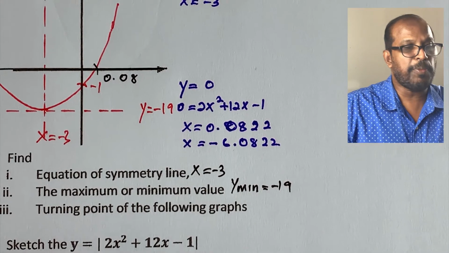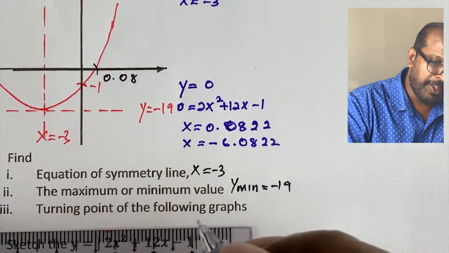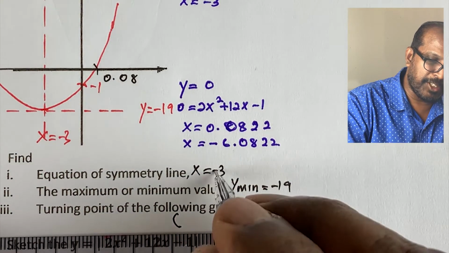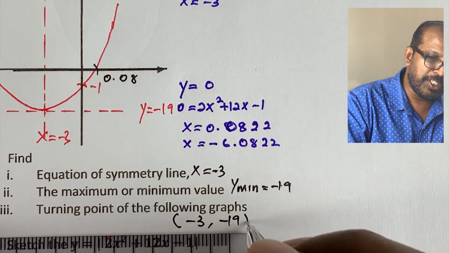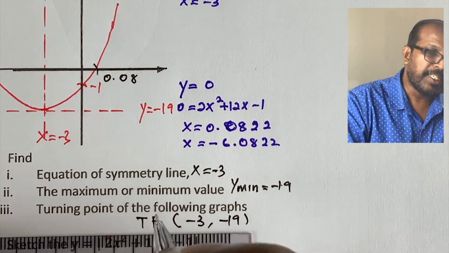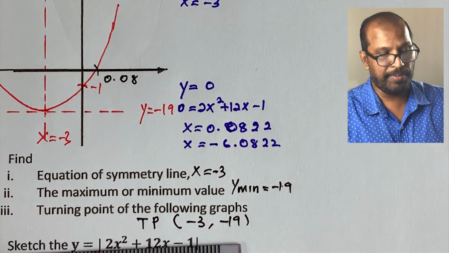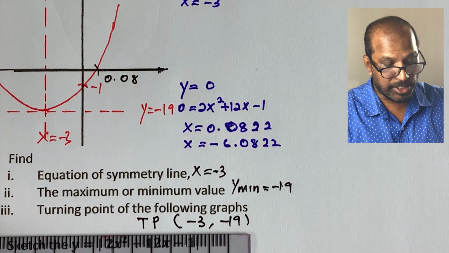And what is the turning point? The turning point is a combination of both of them. So the combination of both of them is x equals negative 3 and y equals negative 19. So this is what we call the turning point. Sometimes it's called an inflection, or a stationary point.